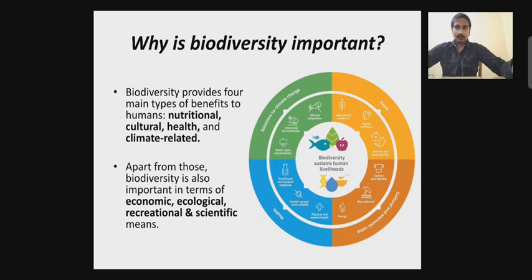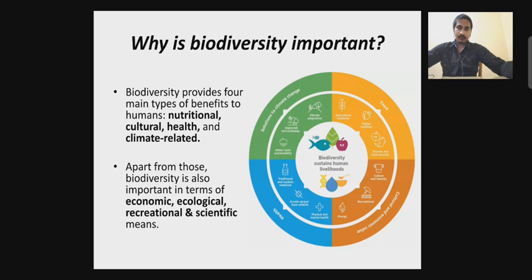Why is biodiversity important? Because it provides us benefits in terms of nutritional, cultural, health and climate related benefits. We know the various food resources are obtained from plants and animals, isn't it? That is, they serve the purpose of nutritional values. And secondly, the cultural aspects. Many of the cultures, traditions and folklore practices are related with that of the plants and animals. That is the diversities.